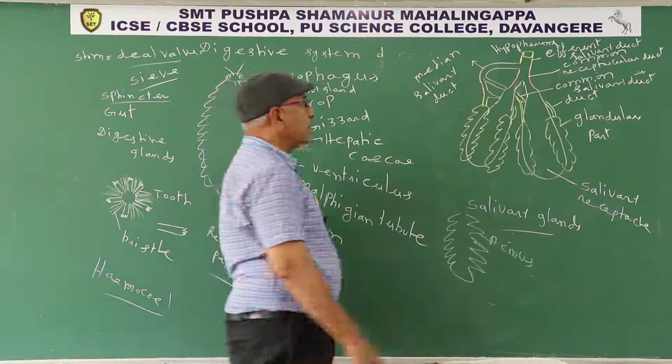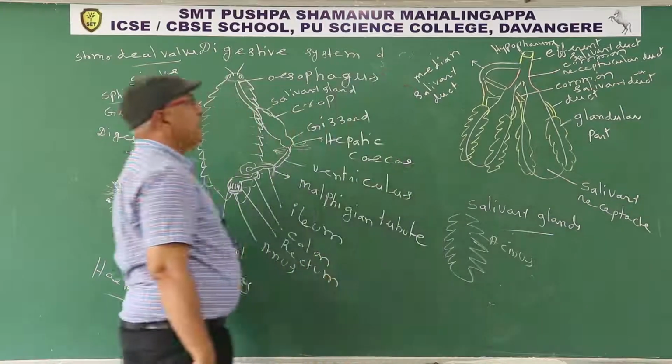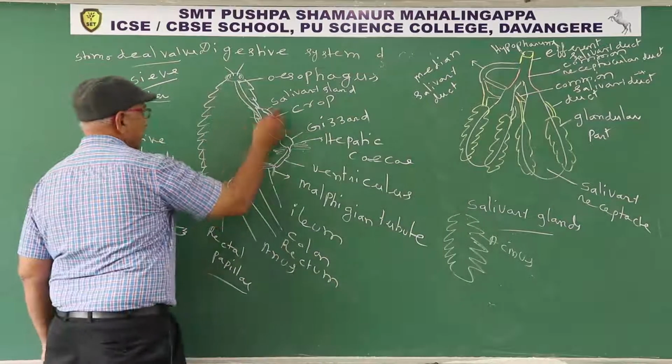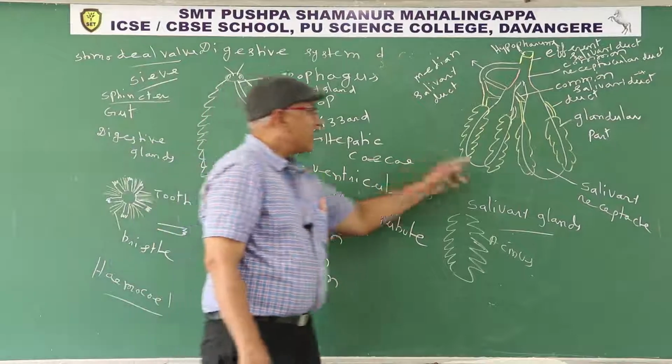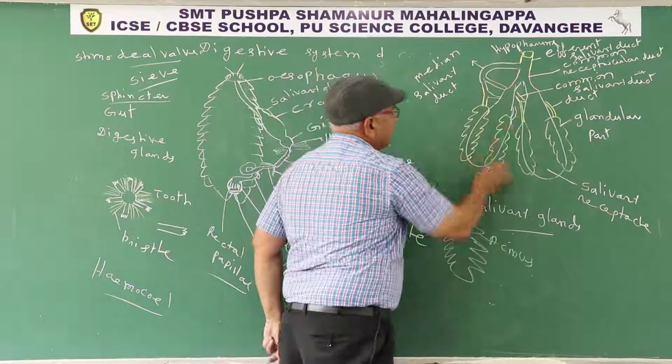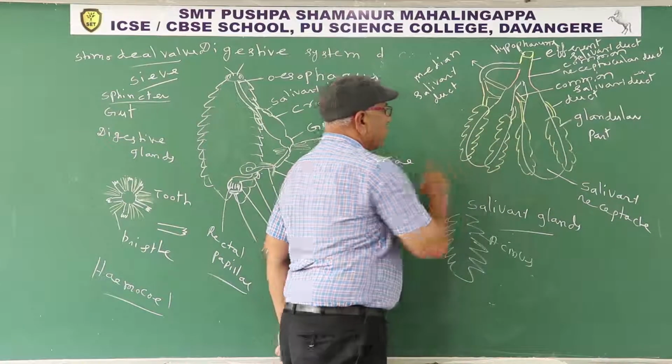salivary receptacle. Once again, a pair of salivary glands present one on either side of crop. Each salivary gland contain salivary receptacle and glandular part.